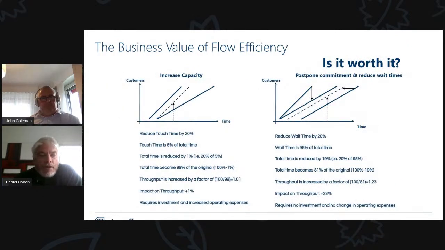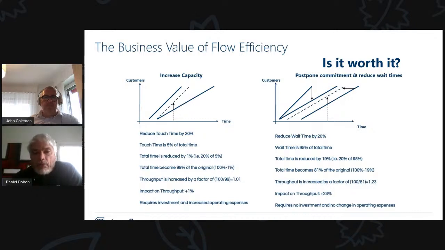So in scenario 1, you reduce touch time by 20%. Touch time is 5% of total time, so total time is reduced by 1%. Total time becomes 99% of the original 100%, and basically you get an impact on throughput of 1%. You are going to spend a lot of money and a lot of time, and we're going to show you how to work, is the message I'm giving you.